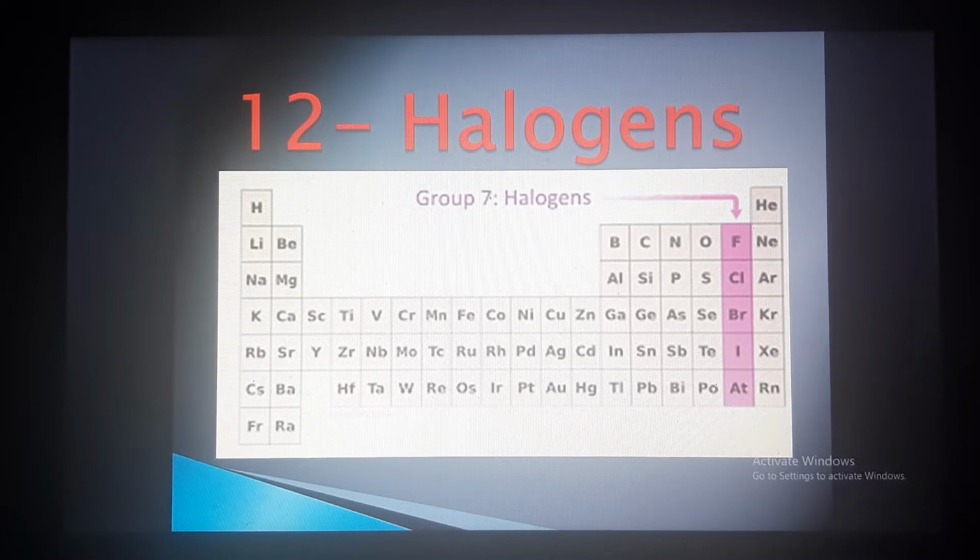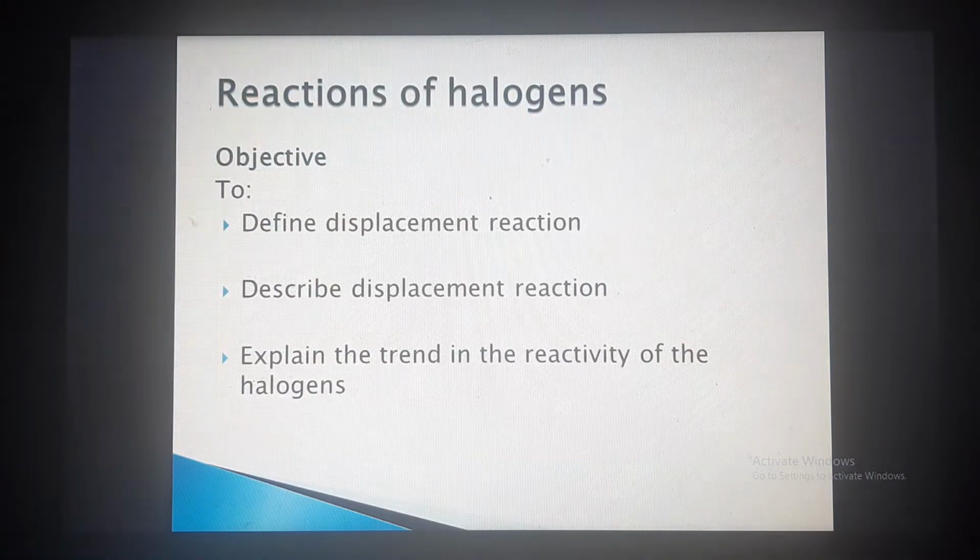It is the continuation of last week's lesson. Here we are discussing the reactions of halogens. The first objective is to define displacement reaction, the second objective is to describe displacement reaction, and the third objective is to explain the trend in the reactivity of the halogens.